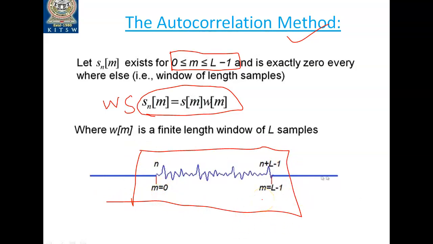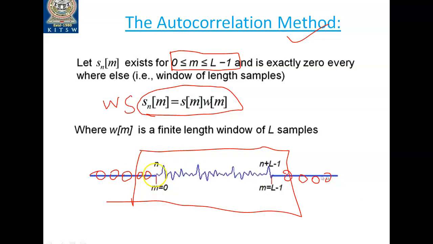Now, what you need to understand is that there is a signal within the limits of 0 to L minus 1, and the speech signal is 0 outside the limits of the window, so that we need to estimate. What is the issue here? What issue are we going to have? The basic idea of LPC is that we estimate the current sample with the help of the previous samples' data.